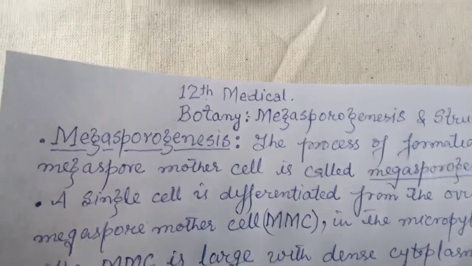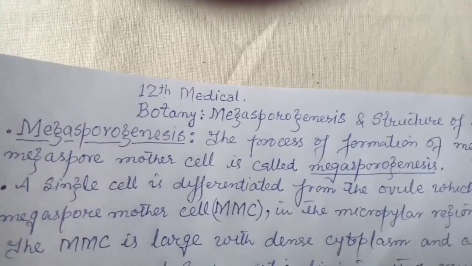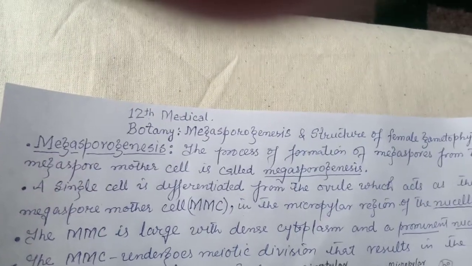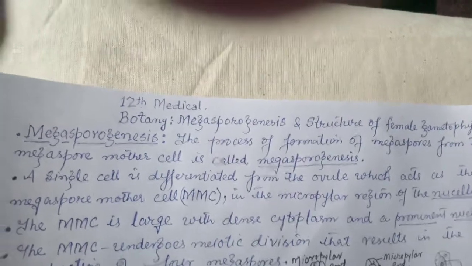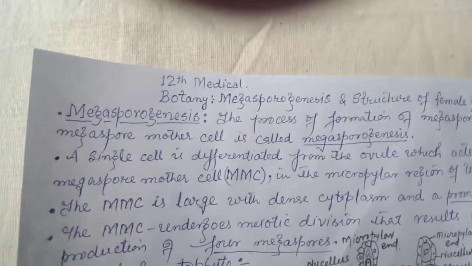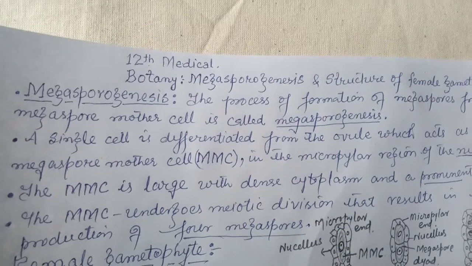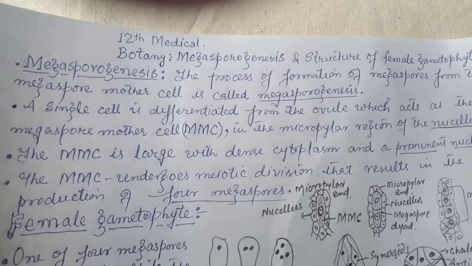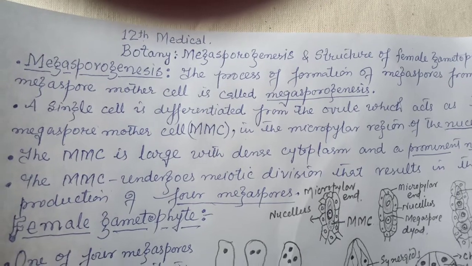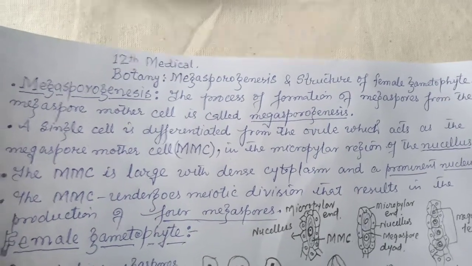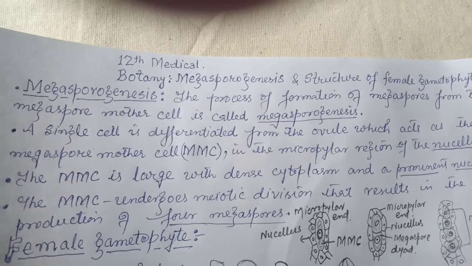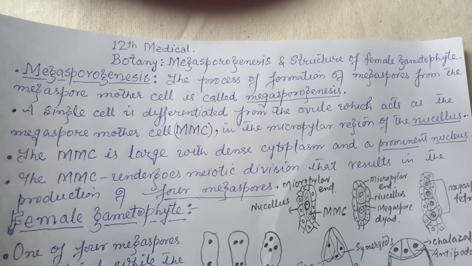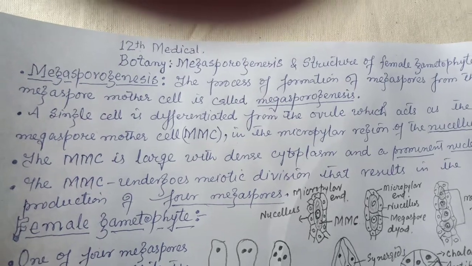A single cell is differentiated from the ovule, which acts as the megaspore mother cell, in the micropylar region of the nucellus, the nutritive tissue located within the ovule. The megaspore mother cell is large with dense cytoplasm and a prominent nucleus. It undergoes meiotic division that results in the production of 4 megaspores. As you may recall, meiotic division results in the formation of 4 cells from a single cell, with the chromosome number reduced to half.